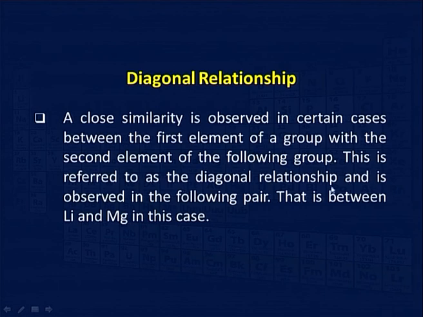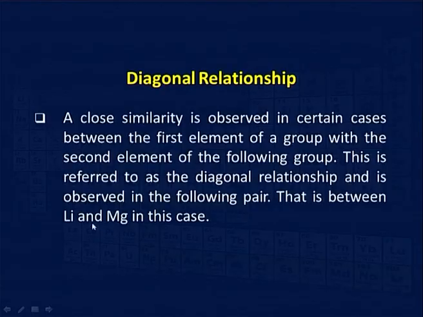This is referred to as diagonal relationship. Now, in our case, lithium and magnesium. Why do they behave similarly? Because, if you have listened to the entire lecture, we have kept our stress mainly on the size of the atoms and the ions.